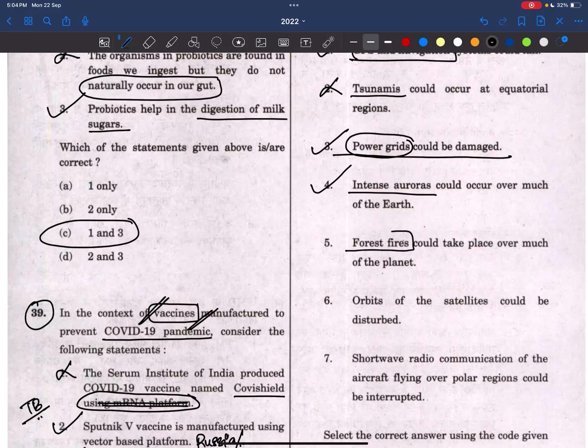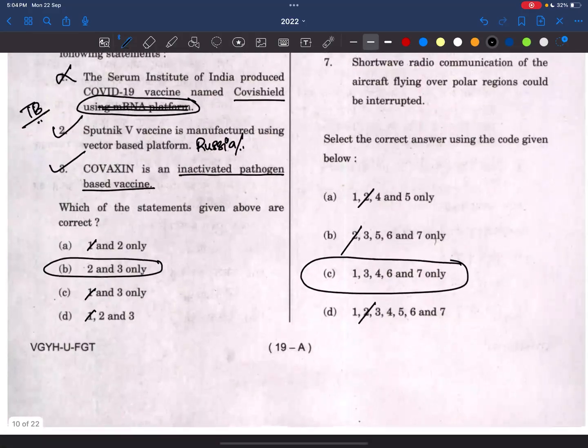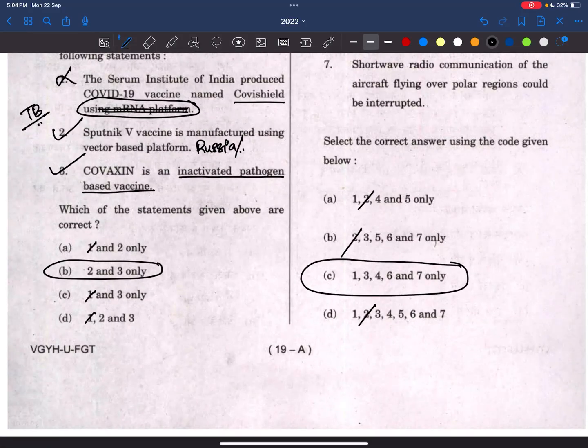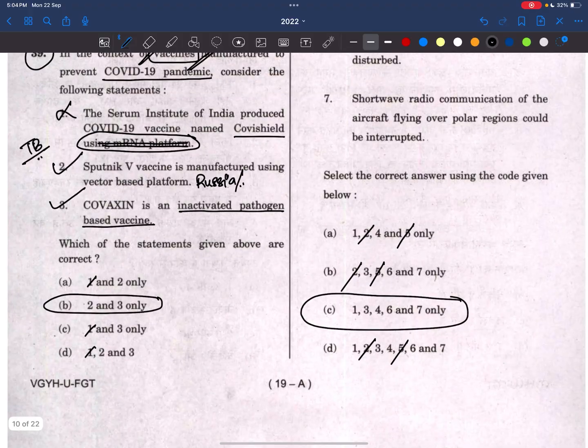Now see, forest fires. This is also a geographical phenomenon. Solar flares do not trigger forest fires. Fire is also not there. Even if you don't know about tsunamis, you can remove fire also.